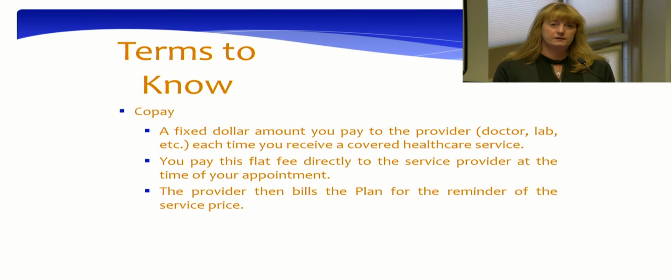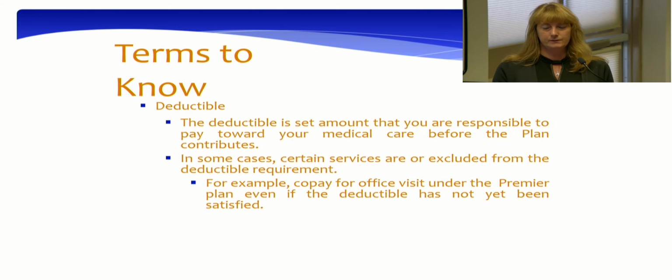Some terms that you might want to familiarize yourself with: a copay is a fixed dollar amount that you pay to your healthcare provider at the time of service, and then the provider will bill the plan for the remainder of the services. A deductible is a set amount that you are responsible to pay before the health plan may pay for any covered expenses. In some cases, certain services are excluded from the deductible, such as your copay for your primary care visits under the Premier plan.